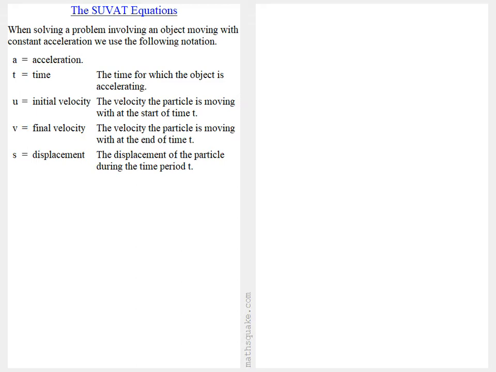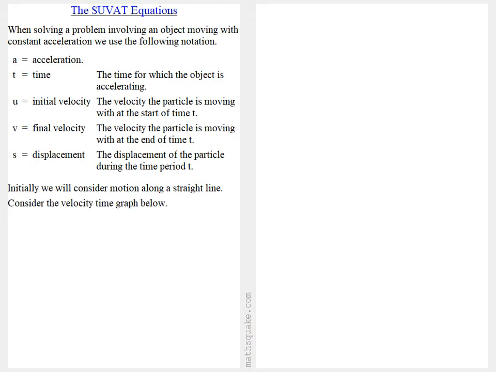Now the displacement is the distance between the start position and the final position. It's not necessarily the total distance travelled. You'll notice that we've used 5 letters, S, U, V, A and T. That spells out SUVAT, hence we have the name. Now the terms acceleration, velocity and displacement are vectors, and these can be in any direction. However, to simplify things, we'll initially consider motion only along a straight line.